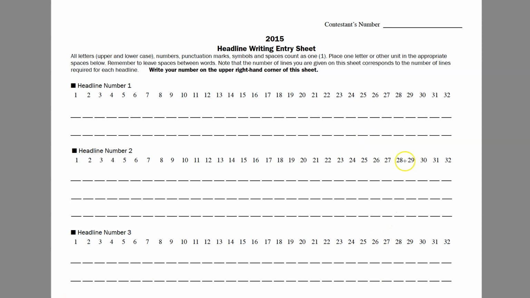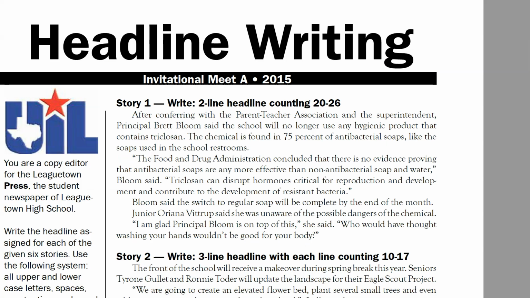So that you understand what these headlines look like, let's go back up to this prompt here and let's look at an example. Let's read the story first. So we know we're going to write a 2-line headline counting 20 to 26. After conferring with the Parent-Teacher Association and the superintendent, Principal Brett Bloom said the school will no longer use any hygienic product that contains triclosan. The chemical is found in 75% of antibacterial soaps, like the soaps used in the school restrooms.